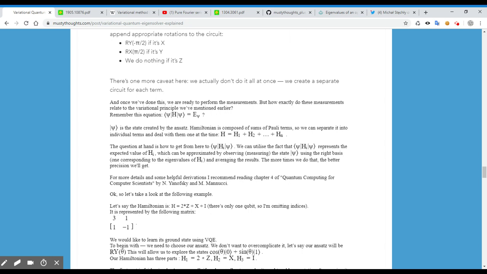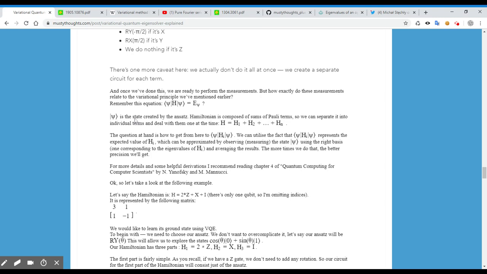So I think that's something that I was missing. I remember, I vaguely remember something about it. You measure the ansatz from different perspectives in order to calculate the expectation value, right? There is one more caveat here.